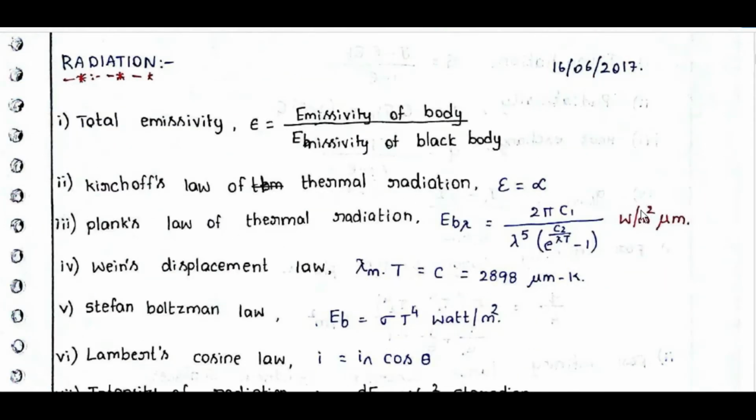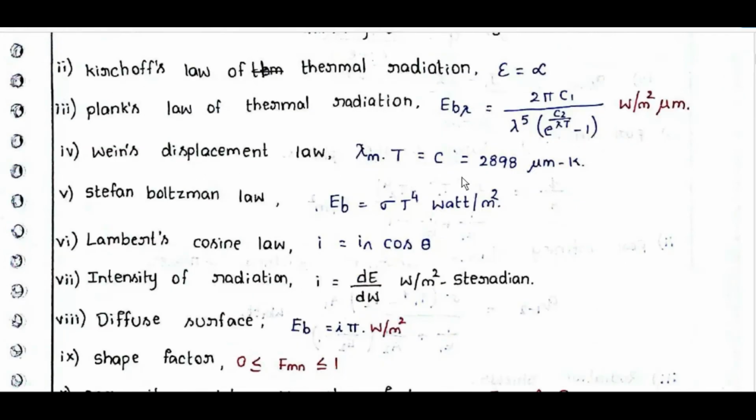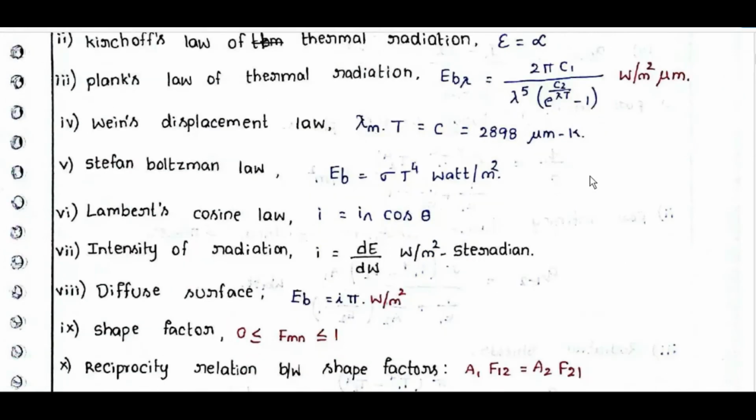Radiation. Total emissivity epsilon is equal to emissivity of body by emissivity of black body. Kirchhoff's law of thermal radiation: epsilon is equal to alpha. Planck's law of thermal radiation: E b lambda is equal to 2 pi C1 by lambda power 5 into (e power C2 by lambda T minus 1), in watt per meter square micrometer. Wien's displacement law: lambda m T is equal to C, which is 2898 micrometer Kelvin. Stefan Boltzmann law: Eb is equal to sigma T power 4, watt per meter square.